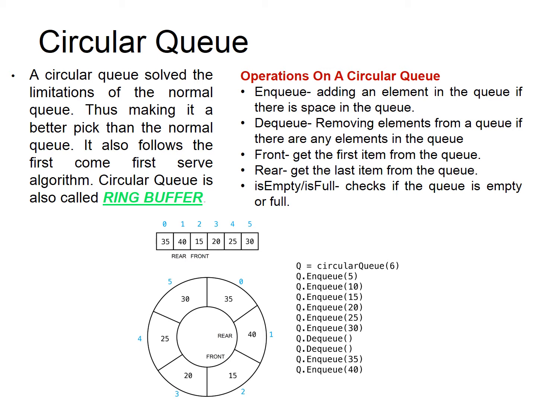Now again I insert 35 and 45. How? Because the 0th position and 1st position are empty, so rear will get updated. It is in the form of a circular format. We'll see it in more detail in the upcoming slides.